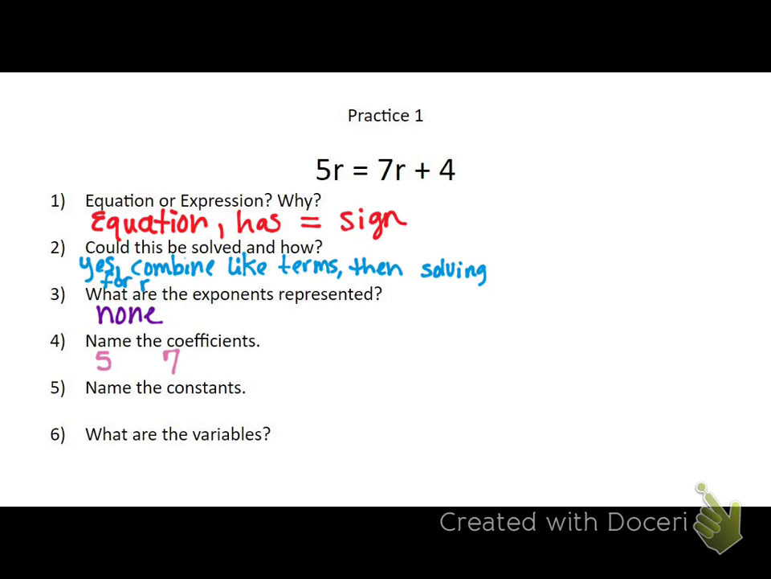All right, what are the constants? So coefficient is the number being multiplied by the variable. So what's the constant? 4. The constant is the number that is by itself. And then what are the variables? Logan. R. There you go.